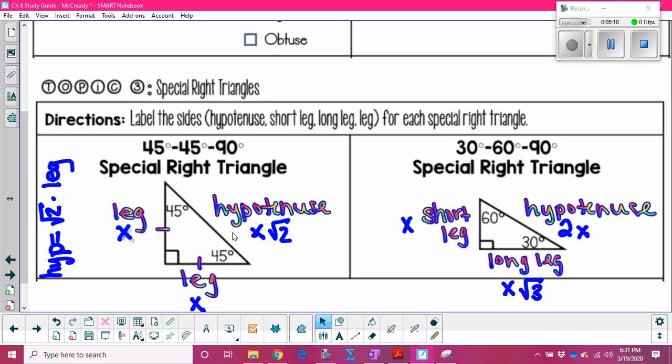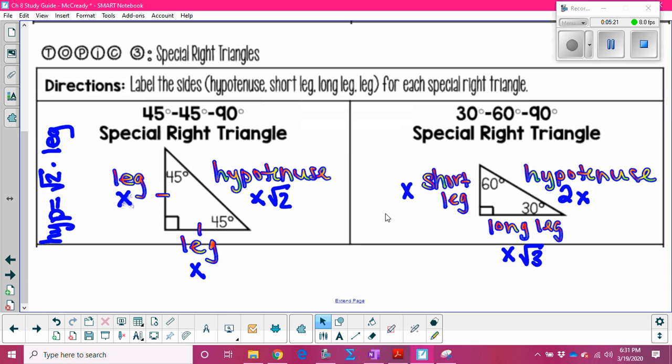So we do have a couple of equations for this one, if y'all remember. So let's talk about those. Okay, so we have that the hypotenuse is equal to 2 times the short leg. And we have that the long leg is equal to the square root of 3 times the short leg.